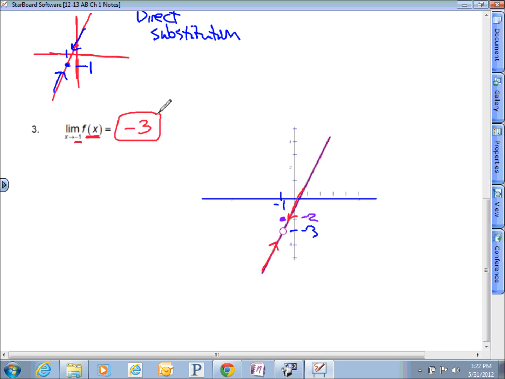Are the two sides coming together? Roman numeral 1 question, are the two sides coming together? Yes, which means I will have a solution. Roman numeral 2, at what y value? At y equals -3, there's my solution. So with graphs, your question is going to be, what about that blue dot, Mr. Perkins? What do I do with that blue dot? Well, the truth is that blue dot has absolutely no effect on whether or not the limit exists.